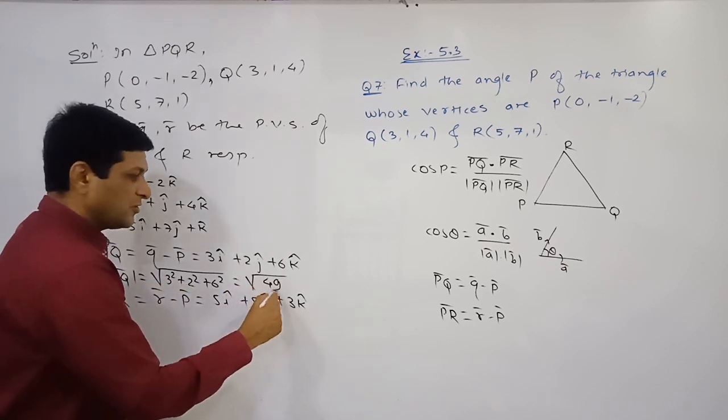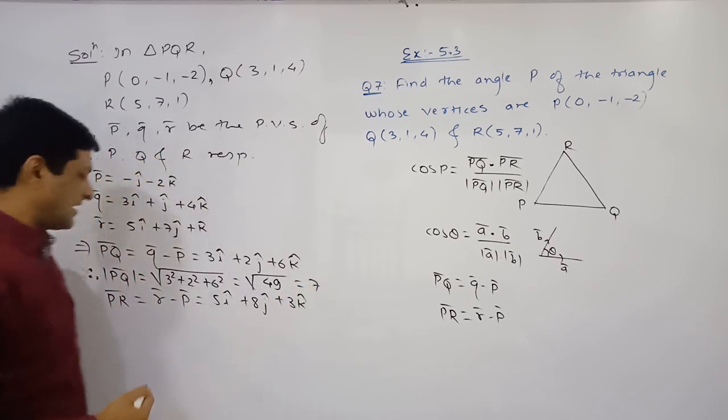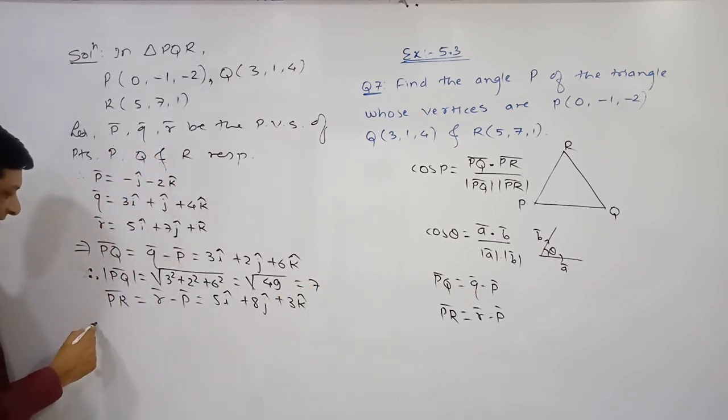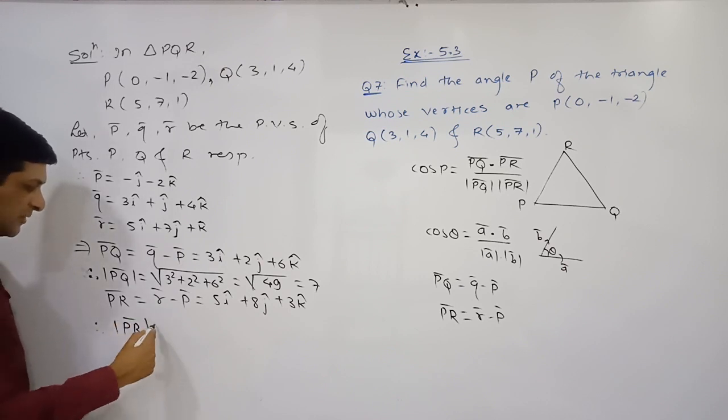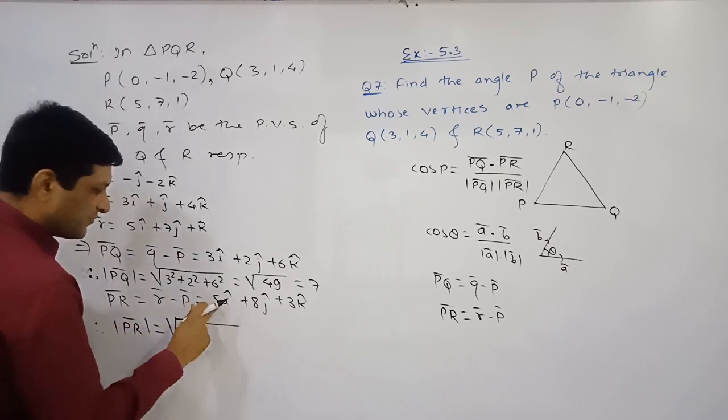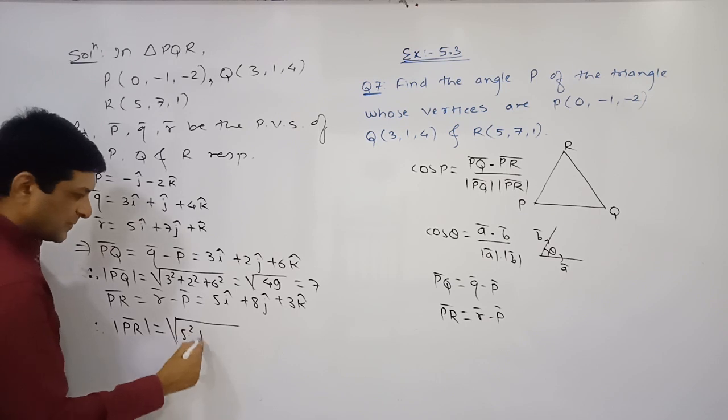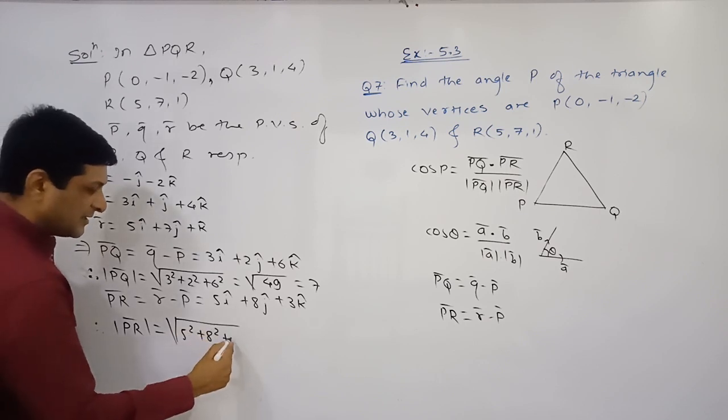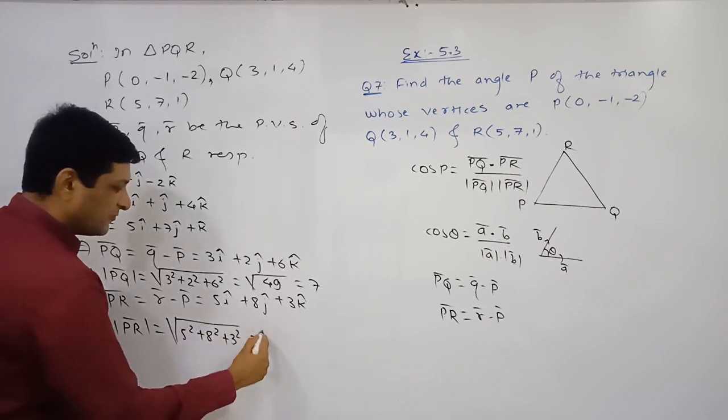And square root of 49 will be equal to 7. And here magnitude of PR bar will be equal to under root 5 square plus 8 square plus 3 square.